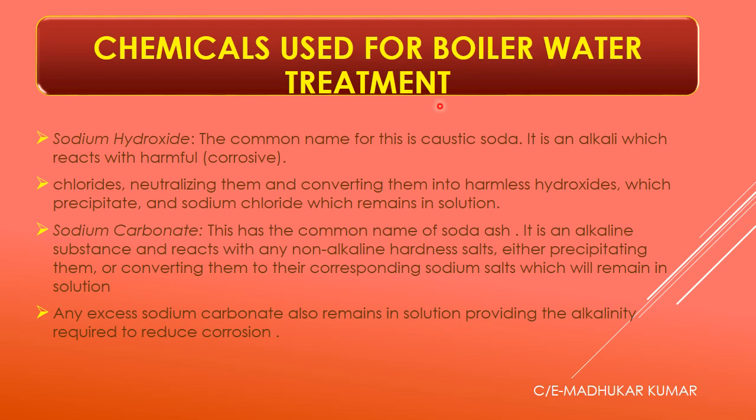As we have seen earlier in the chart, here you have the sodium hydroxide also. What is the main purpose? The common name of this is caustic soda. It is an alkali which reacts with the harmful acidic part of it, and basically it makes the water alkaline and anti-corrosive. These chlorides are neutralized and converted into the harmless hydroxides which precipitate, and the sodium chloride which remains in the solution. Basically sodium hydroxide is going to make the water alkaline.